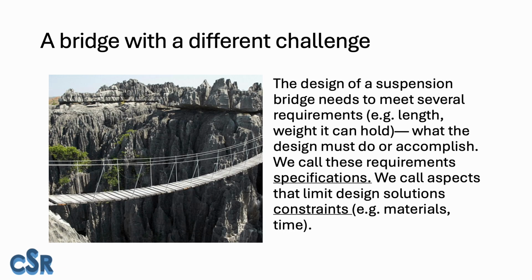However, the suspension bridge did have to meet certain requirements. One, it had to have a certain length, hold a certain weight, and we call these requirements specifications. It's what the design must do or possess. And constraints are aspects that limit your design solution. In this case, we might be limited to local materials, rope, wood, and so we'd be constrained by that, as well as, of course, by time, in that there's a certain time frame within which the work can be done.